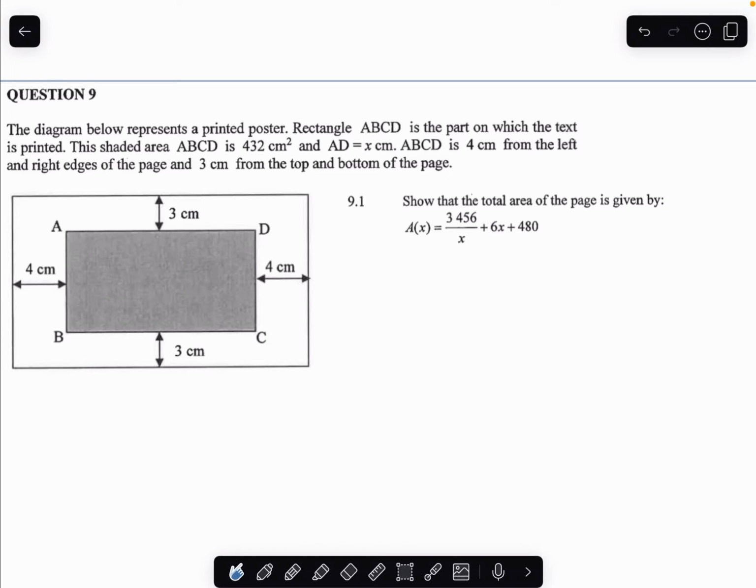Hello and welcome to another ramble. Today we are looking at the department's paper 1 from November 2023, question 9.